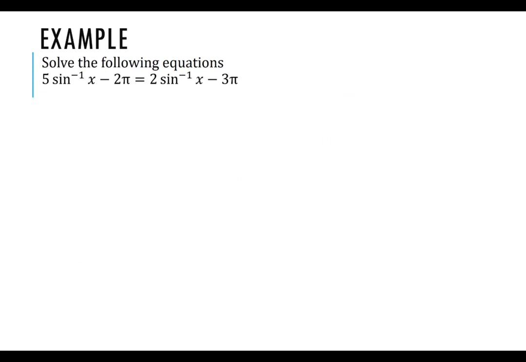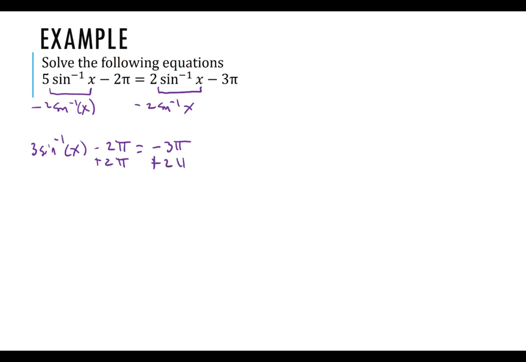Let's do it again, but for a sine function. So, once again, I see that there's a sine inverse of x, sine inverse of x. I'm thinking of those as my initial variable. I need to isolate the sine inverse of x. And so I'm going to pick a side to put all the sine inverse stuff on. How about we subtract 2 sine inverse of x. That's then going to be 3 sine inverse of x minus 2 pi is equal to negative 3 pi. Then we're trying to isolate that sine inverse of x, so how about I add 2 pi. That's going to be 3 sine inverse of x is equal to negative pi.